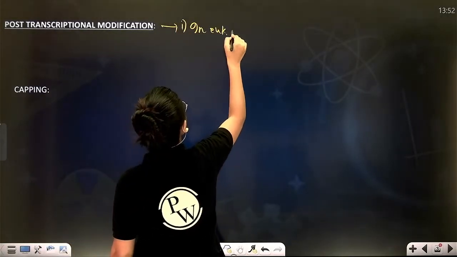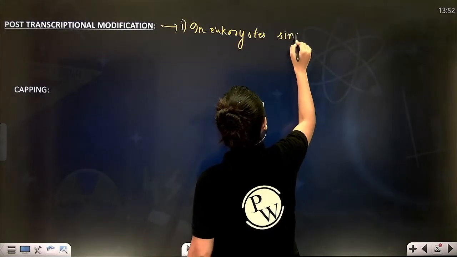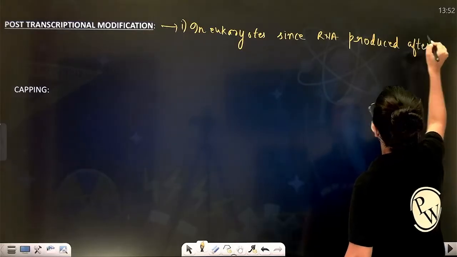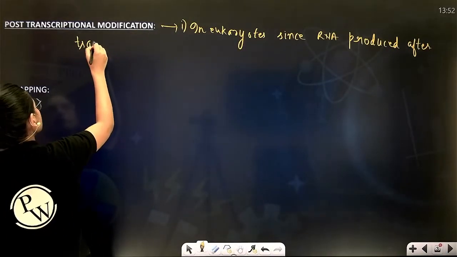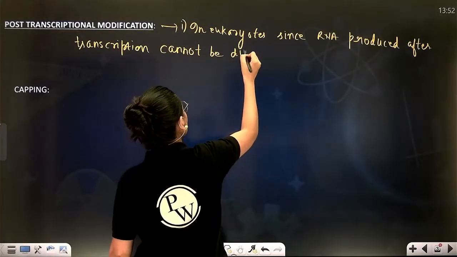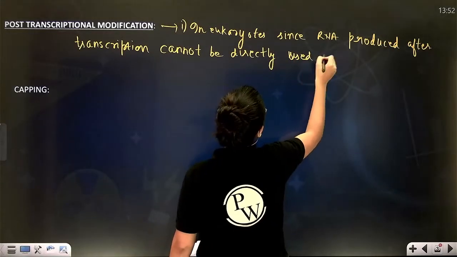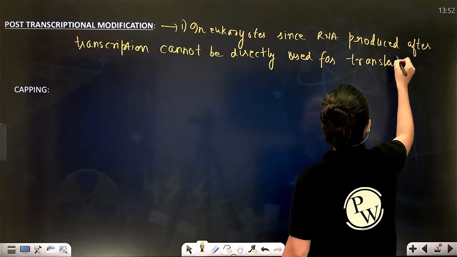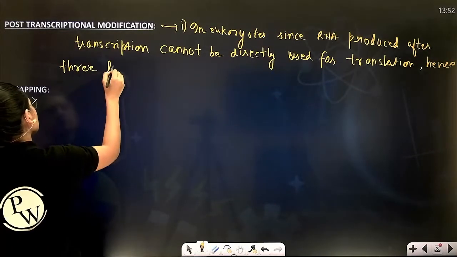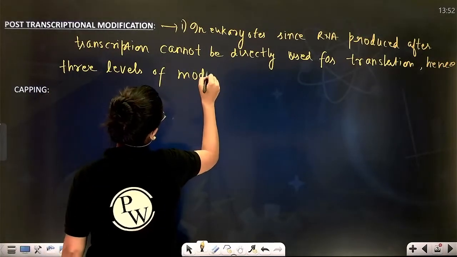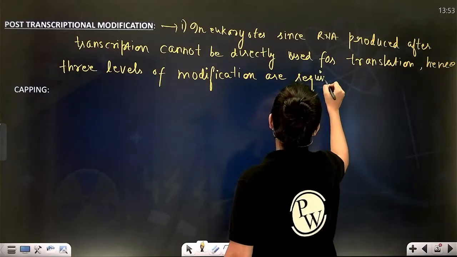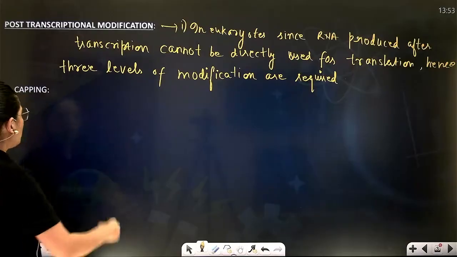In eukaryotes, since RNA produced after transcription cannot be directly used for translation, hence 3 levels of modifications are required. Number 1 is capping.